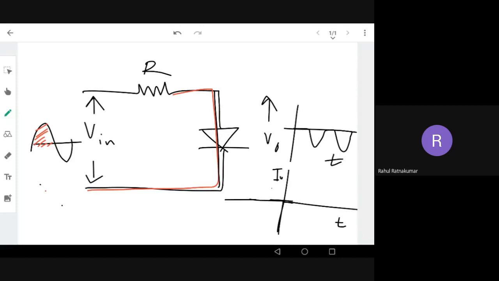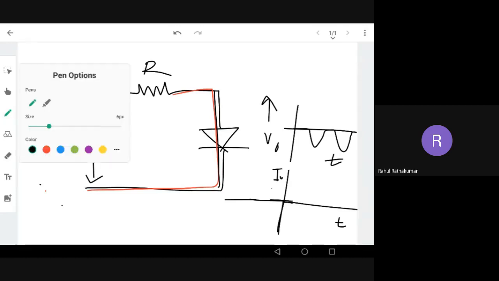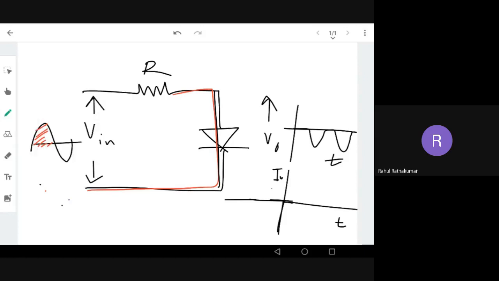Voltage is decreasing, current is decreasing, because there is only a resistance in its path. So definitely the current waveform will be like this, right? As the voltage is increasing, current is increasing; voltage is decreasing, current is decreasing. Exactly, it follows the input waveform, right?